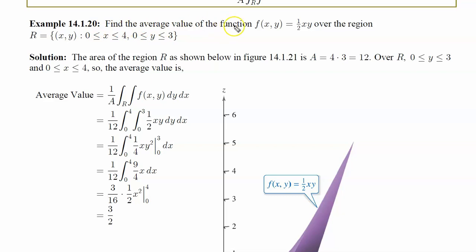So here we want to find the average value of this function, 1/2 x times y, over the rectangular region, the set of points in the plane where x is between 0 and 4 and y is between 0 and 3. So let's take a look at this picture down here.